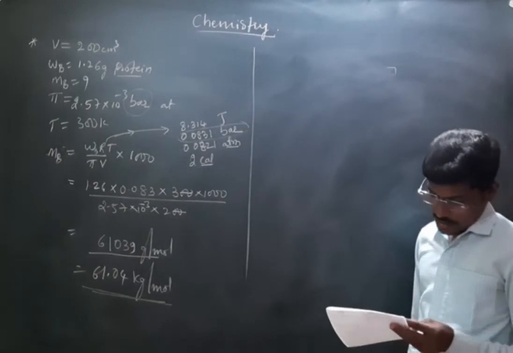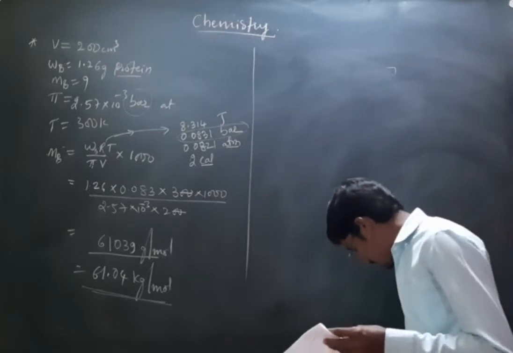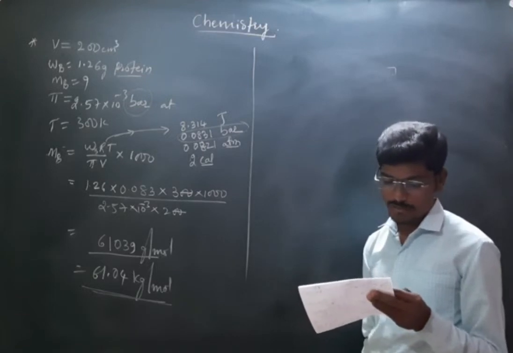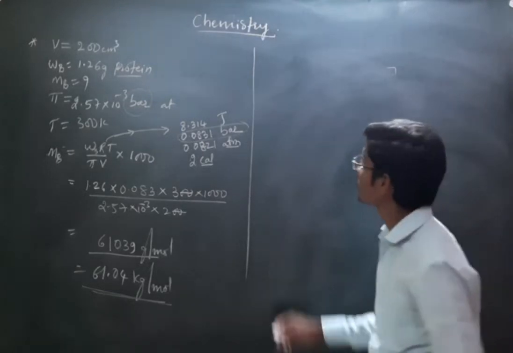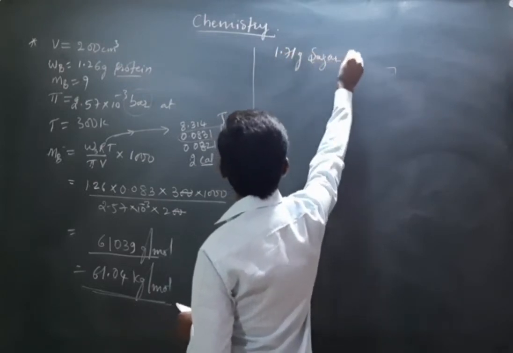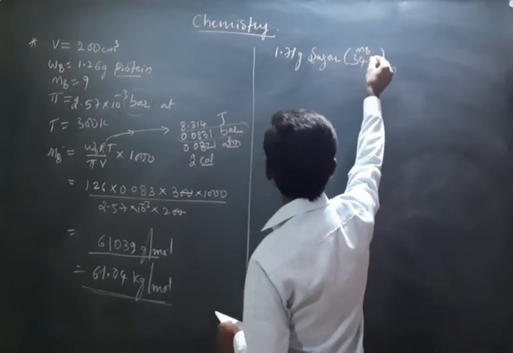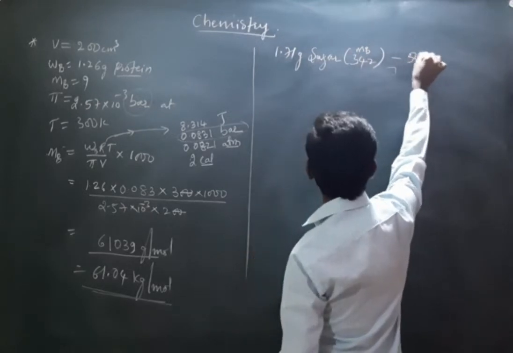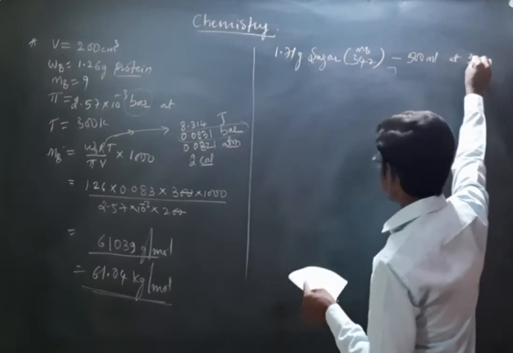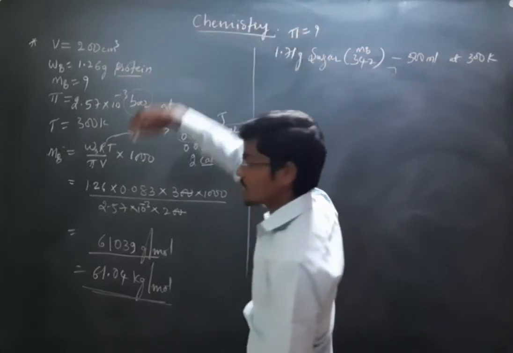Now, second question. If 1.71 gram of sugar, whose molar mass MB is 342, it is given, is dissolved in 500 ml of solution at 300 Kelvin, find the osmotic pressure of the solution.